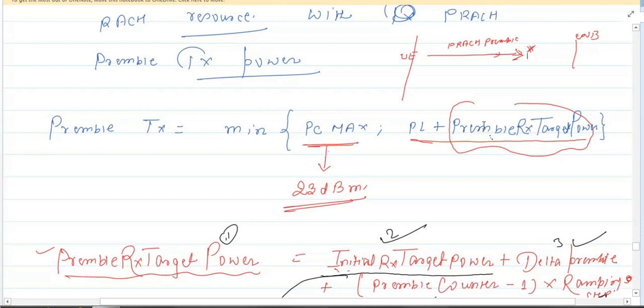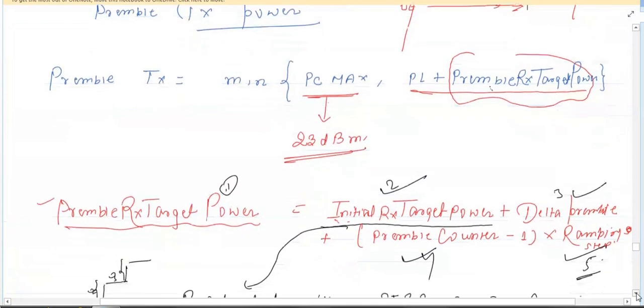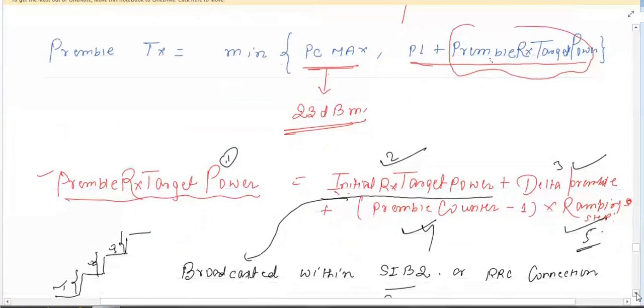ये दोनों components का addition और PC max, the minimum of these two values will be the power associated with your PRACH preamble. Path loss will already come in the measurement report. Preamble received target power is again one more information element that we'll see in the Rach logs. So preamble received target power depends upon these parameters, means what should be the received target power of the preamble? That value will depend upon this.